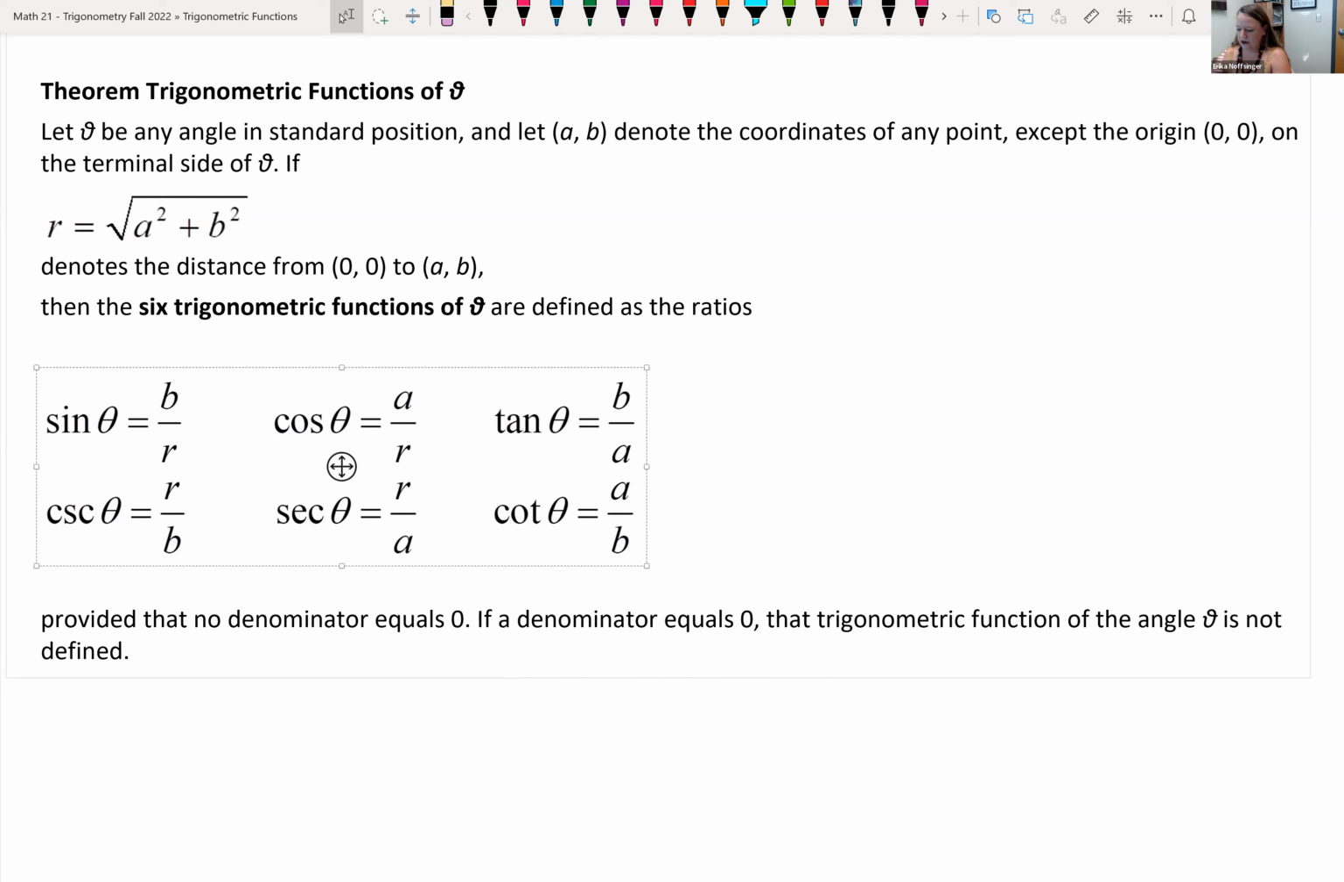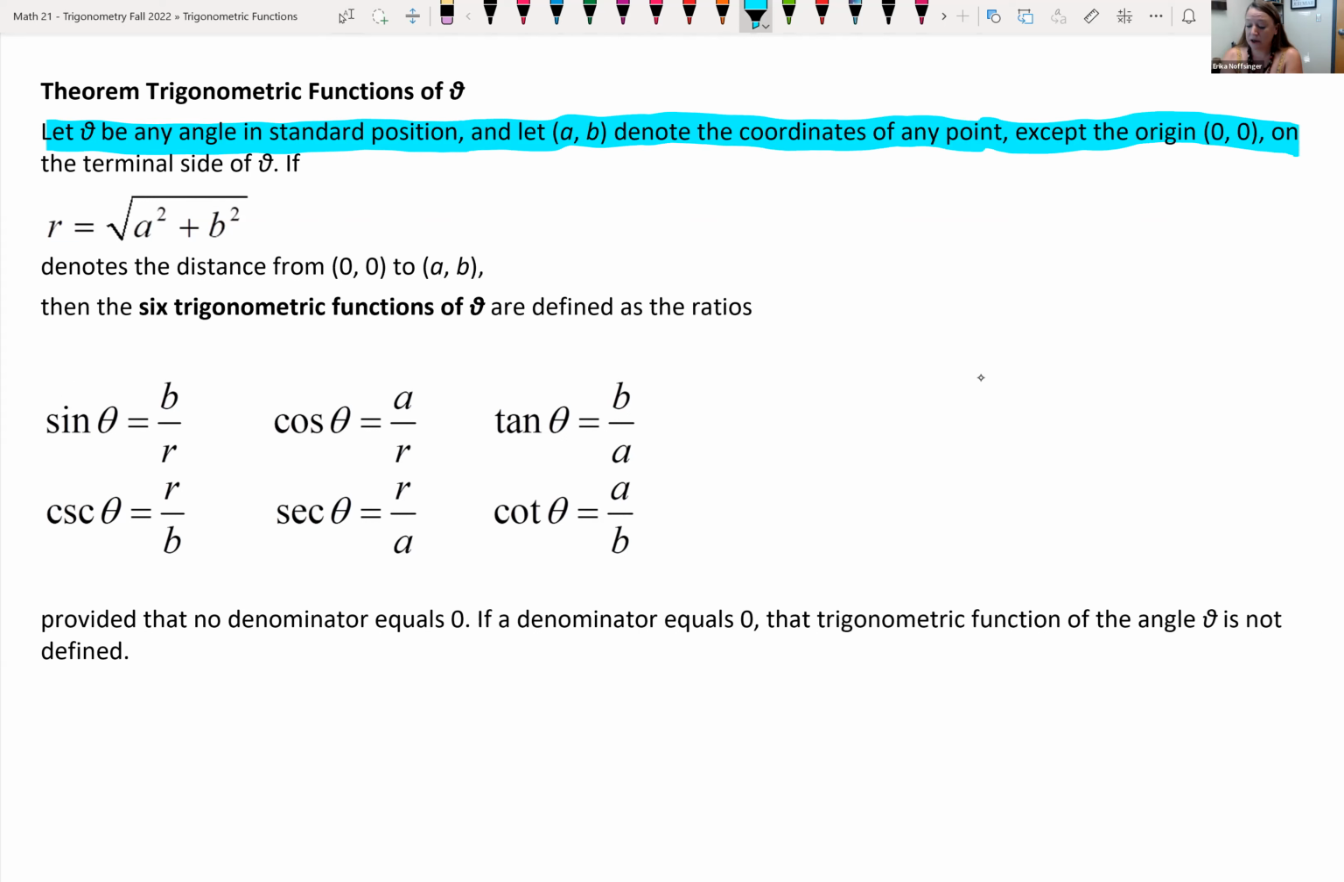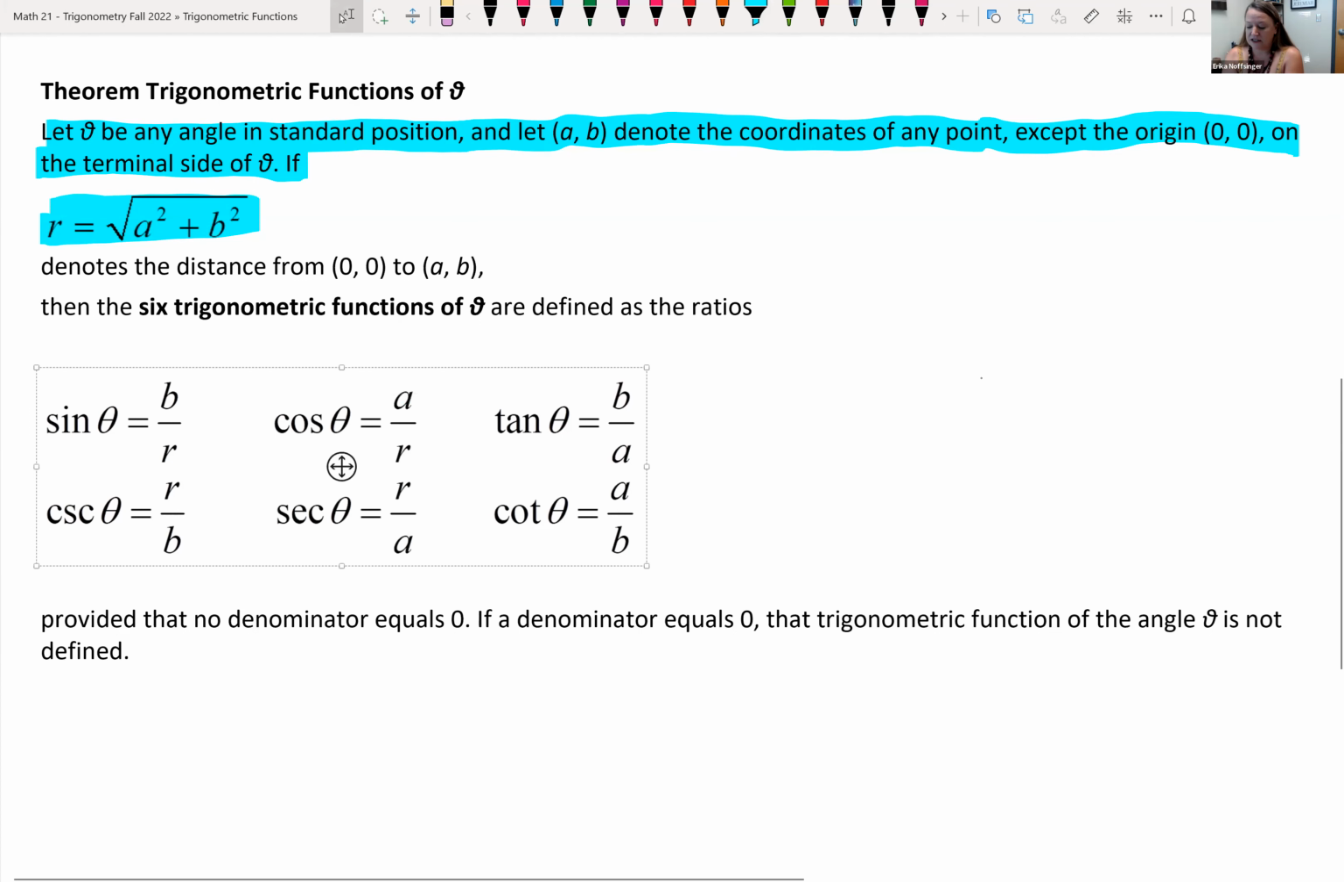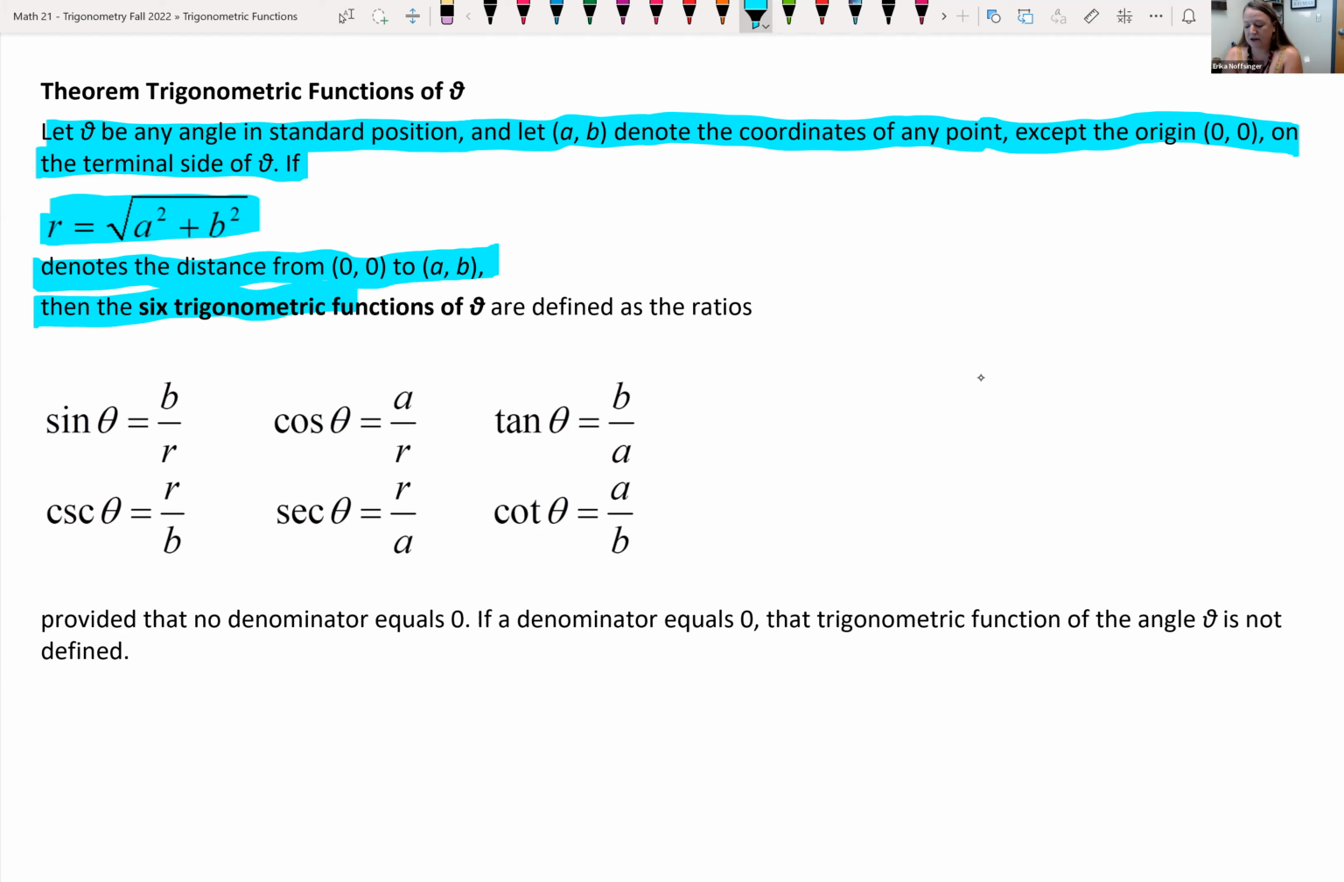Here we have: let theta be any angle in standard position, and (a, b) denotes the coordinates of any point except the origin (0, 0) on the terminal side of theta. If r is equal to the square root of a squared plus b squared, which denotes the distance from the origin (0, 0) to (a, b), then the six trigonometric functions of theta are defined as the ratios as follows.